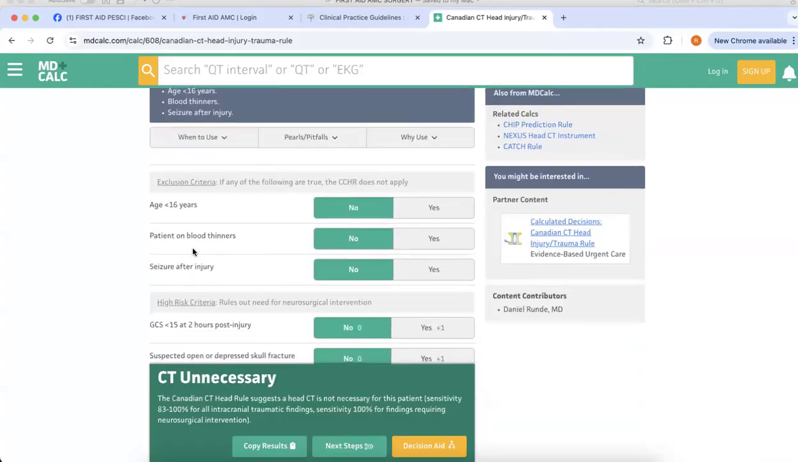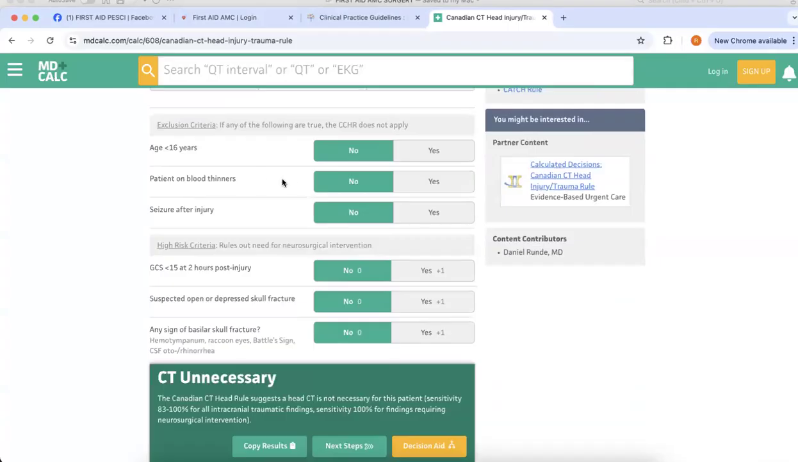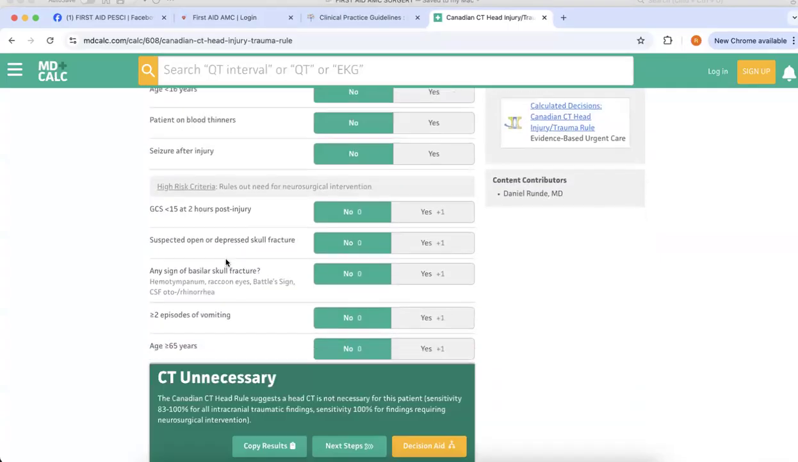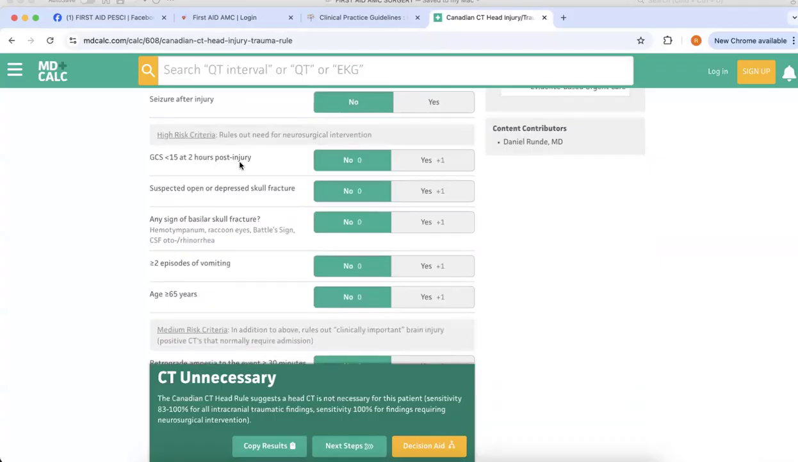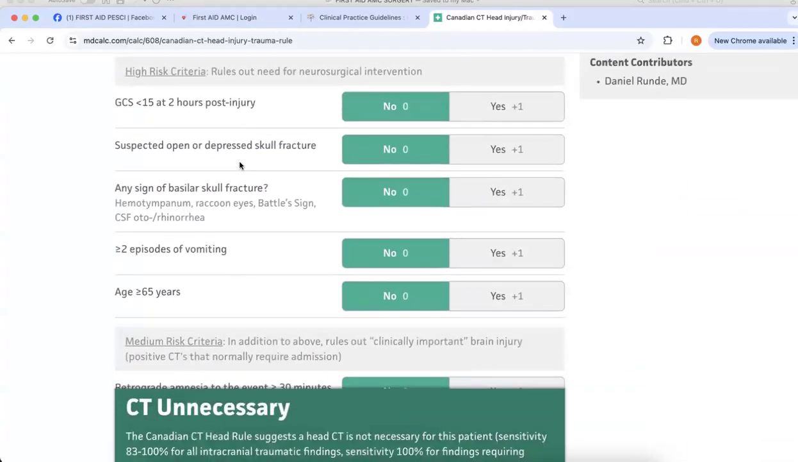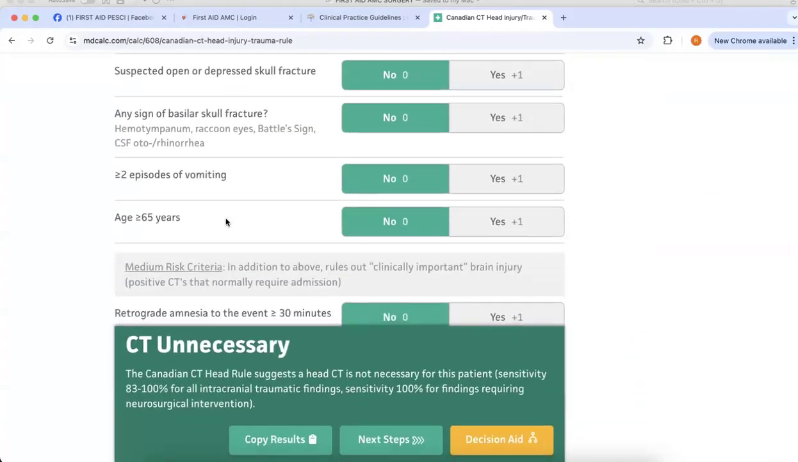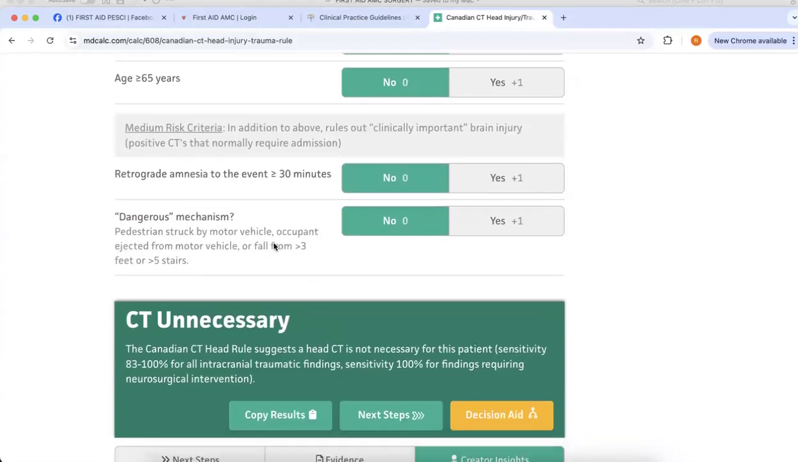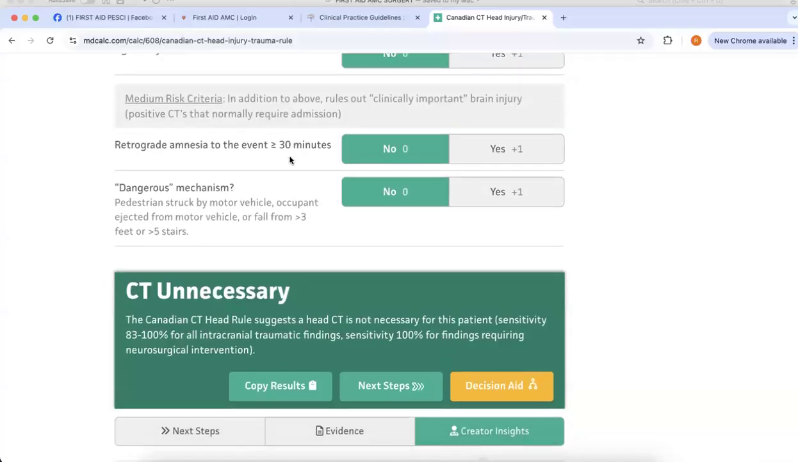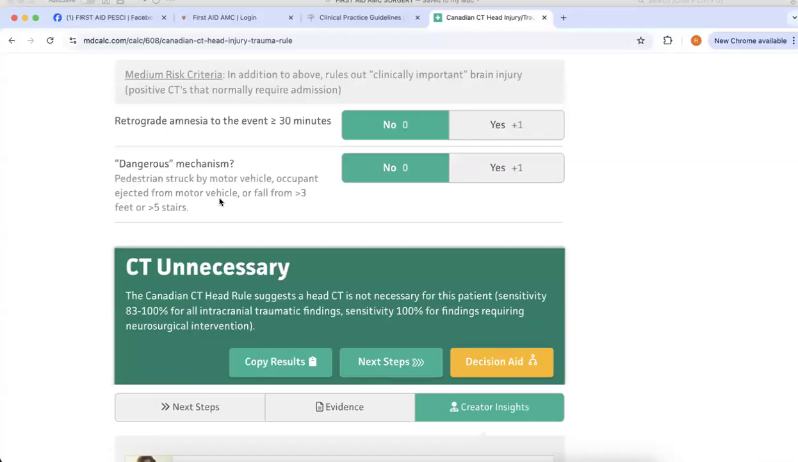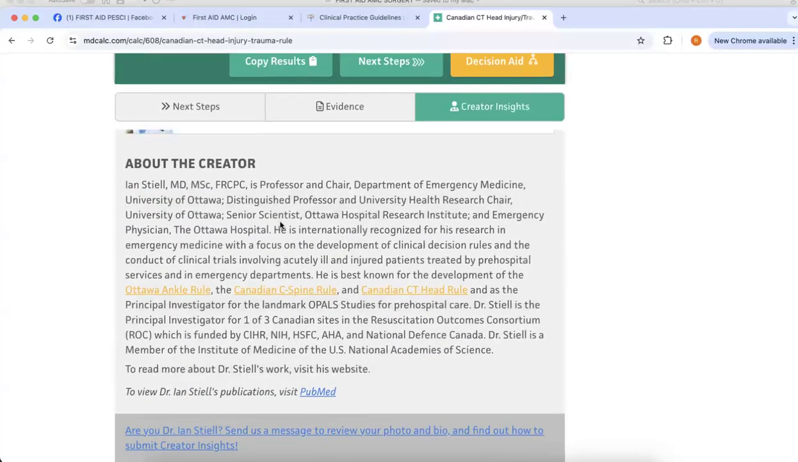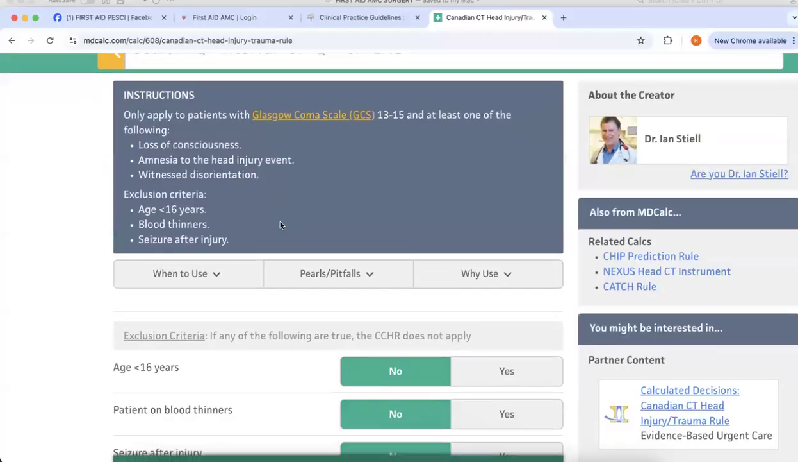So let's say age less than 16, patient on blood thinners, patient had a seizure after injury, GCS less than 15 after 2 hours after injury, suspected open or depressed skull fracture, sign of basal skull fracture, 2 or more episodes of vomiting, age more than 65. And patient has amnesia for the event more than 30 minutes and dangerous mechanism of injury like fall from more than 3 feet or more than 5 stairs. So these are some of the things that we normally do if easy to do.